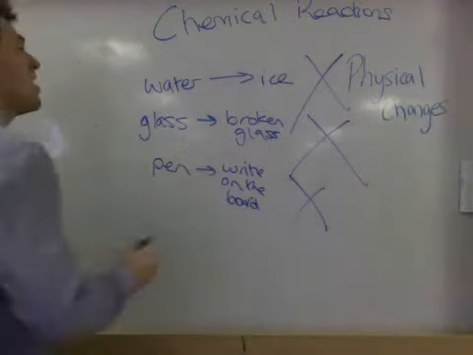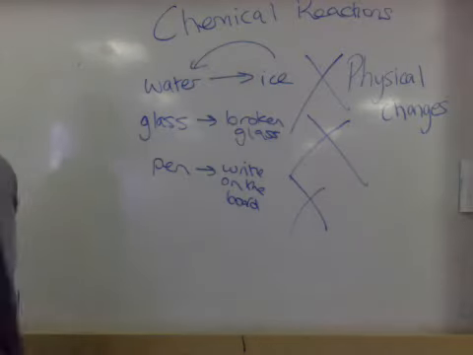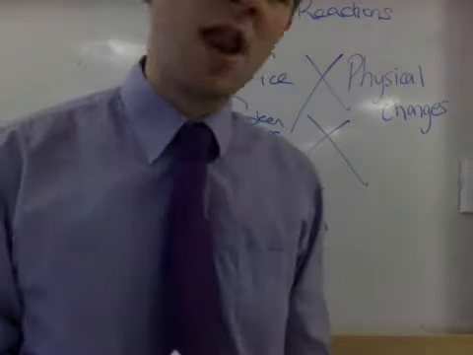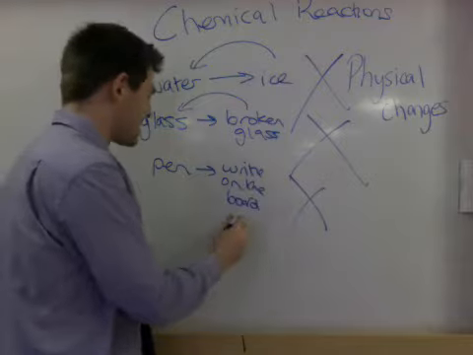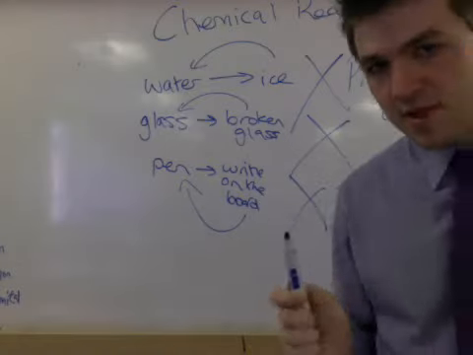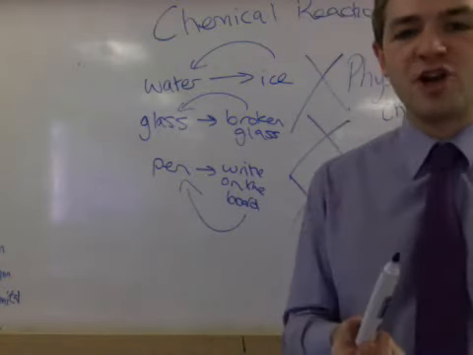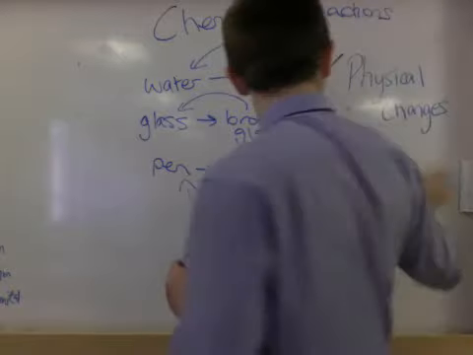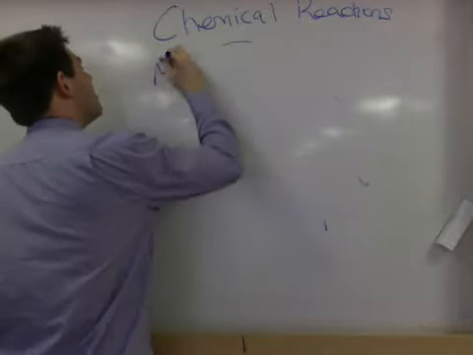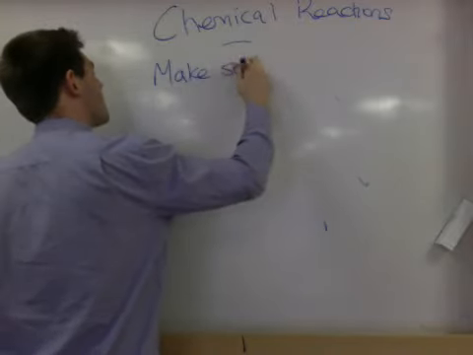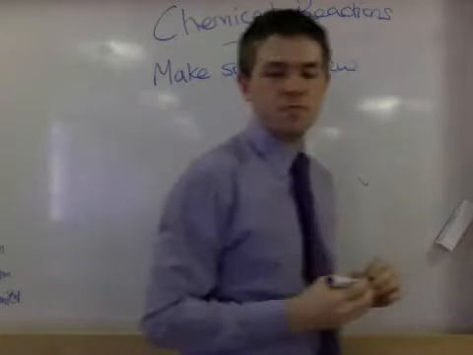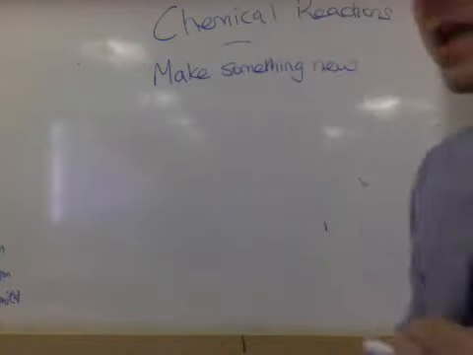I can take my ice and I can make it back into water. I can take my broken glass and I can make it back into the same glass. I can take the ink from the board and I could put it back into the pen. There's been no chemical reaction. In a chemical reaction, I make something new. A new product is made.